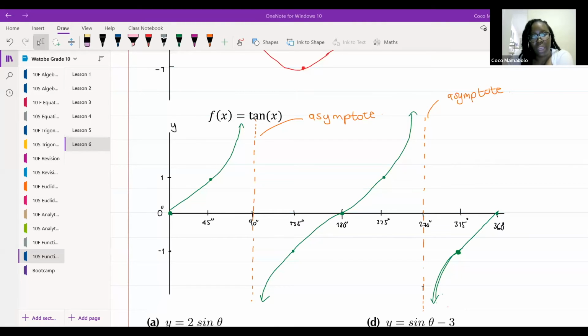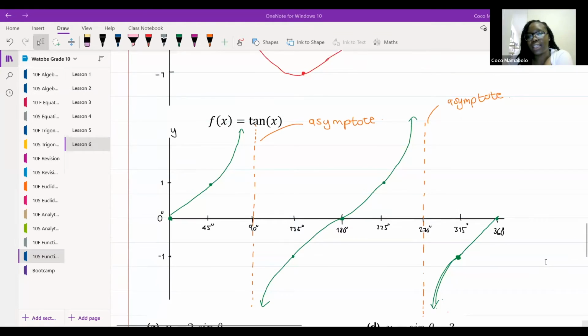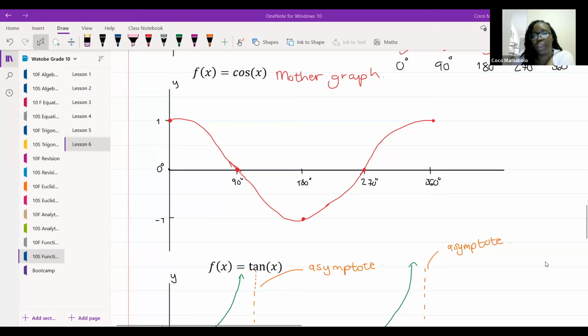Yes. The only difference is that with the mother graphs for cos and tan, if we just use the mother graph, we're never going to get a number bigger than 1, and we're never going to get a number smaller than -1. Okay, so we can try this with an experiment. We can do a quick experiment, guys.